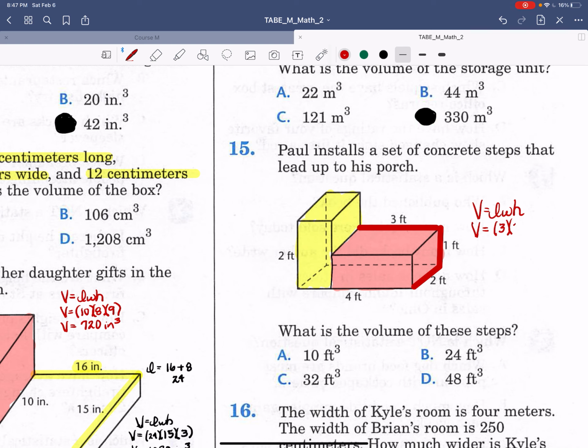Width is 2. And height is 1. 3 times 2 is 6, times 1 is still 6. So this is 6 cubic feet for the red part.